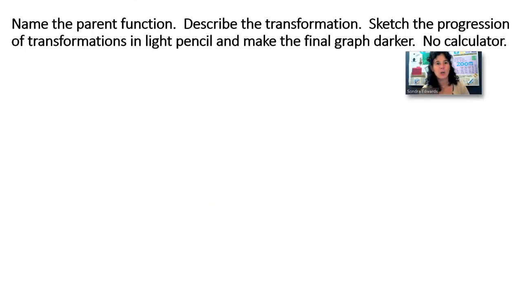Let's take a look at some equations where we have more than one transformation, reflection, stretch going on.